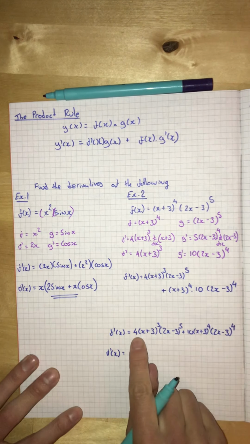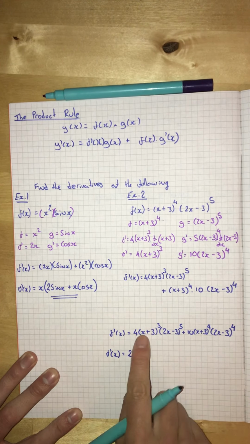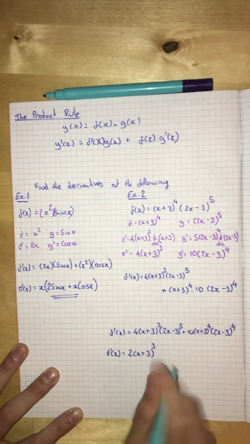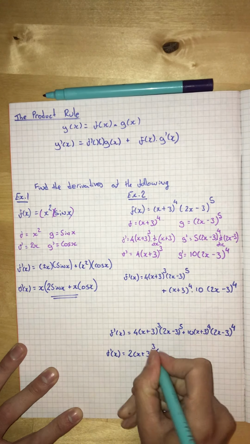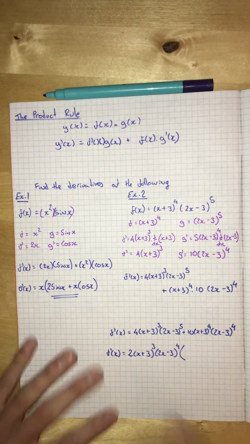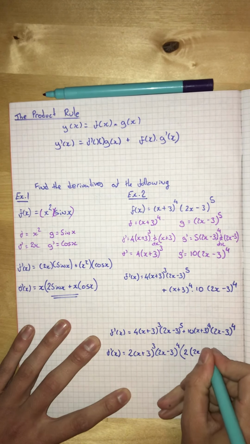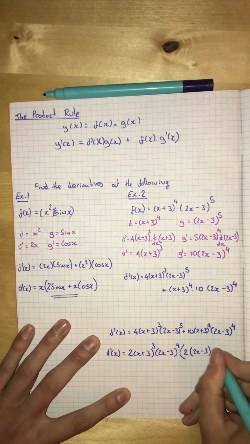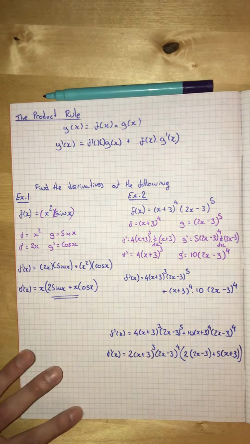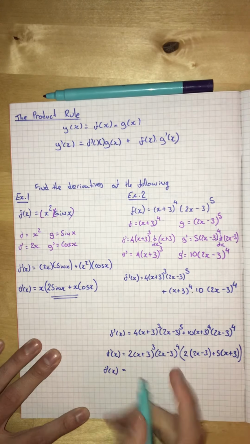So we look at what's common to both of them. We've got the number 2. We take out a common factor of 2. We can take out (x plus 3) cubed, and we can take out (2x minus 3) to the power 4, leaving inside the brackets 2 and a (2x minus 3) and a 5 and an (x plus 3). So we fully broke that out.